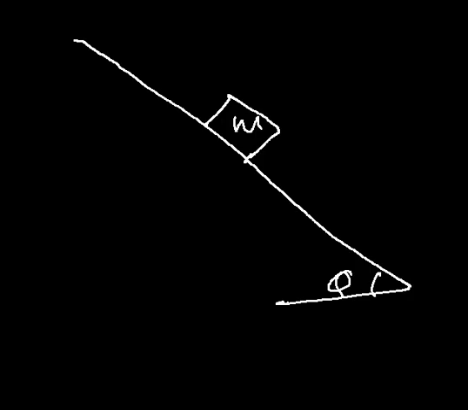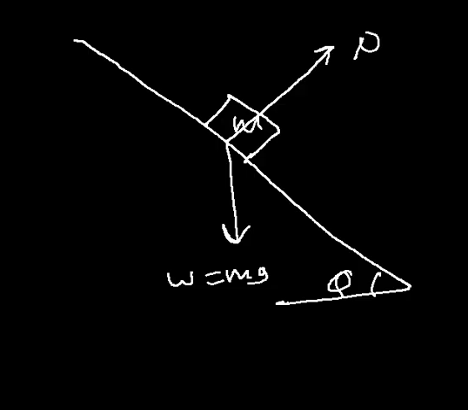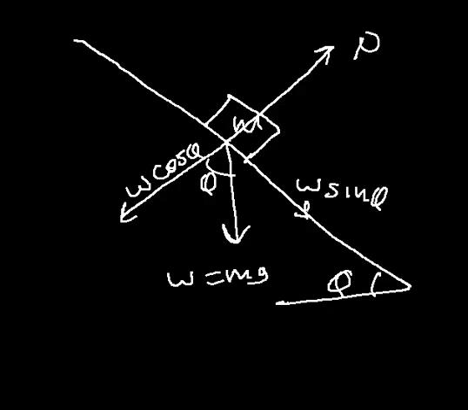Now since the object is sliding downwards, let's analyze the forces acting. We have the weight of the object, which is equal to mg, and this is the normal force that goes like that. And we have to resolve the weight into components. We have the weight cos theta, and now we have the weight sin theta. And now since there is a friction force, and since the object is moving, we have the kinetic friction force, which is given as Fk.